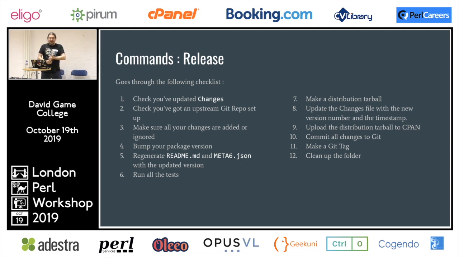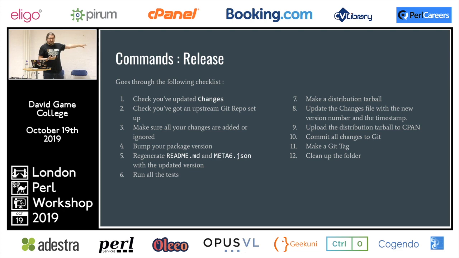Makes up a distribution tarball. Updates a changes file after that, because that way the distribution tarball doesn't have the next bit in it. Uploads the tarball to CPAN. There is a step in there where it says, are you sure you want to do this? Then commits the changes to Git.